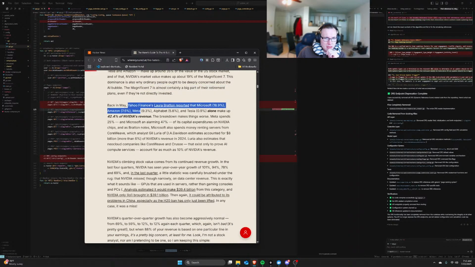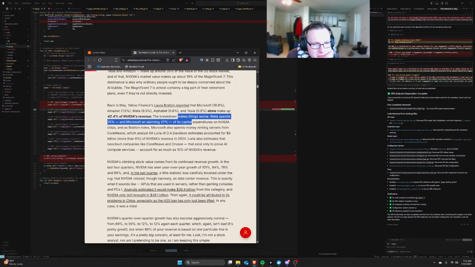Microsoft, Amazon, and Meta alone make up 42% of Nvidia's revenue. Holy shit. So how many companies is this? One, two, three, four, five. Five companies make up all the revenue. I mean, that's not horrible. I guess what they're going to say is that if these companies go down for whatever reason, then Nvidia naturally goes down.